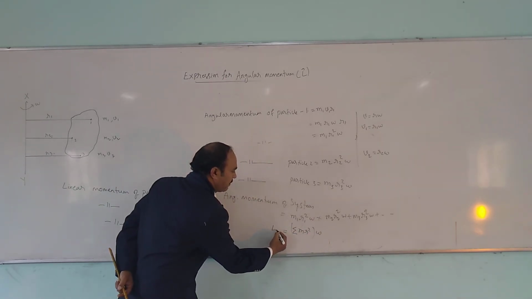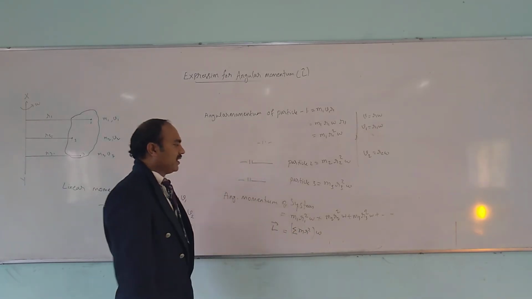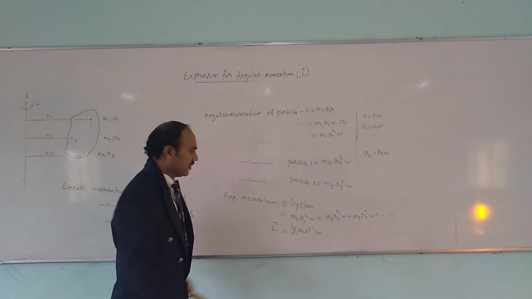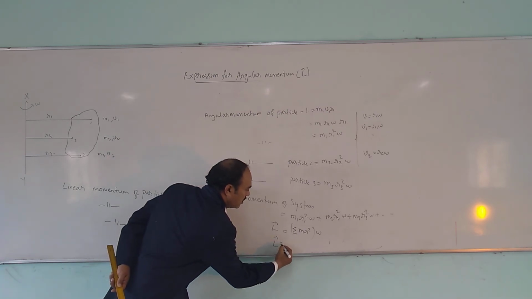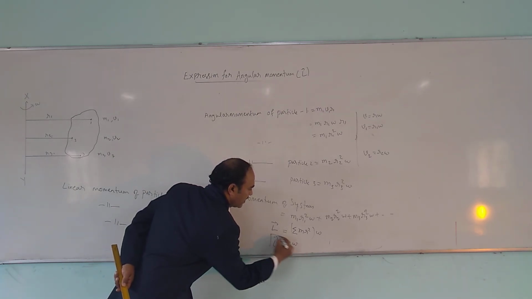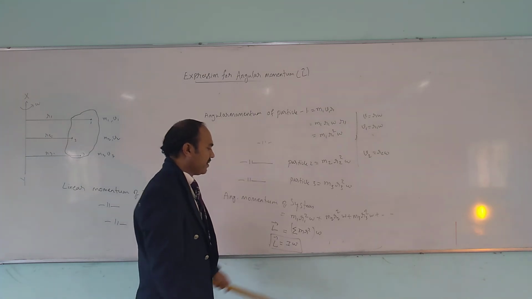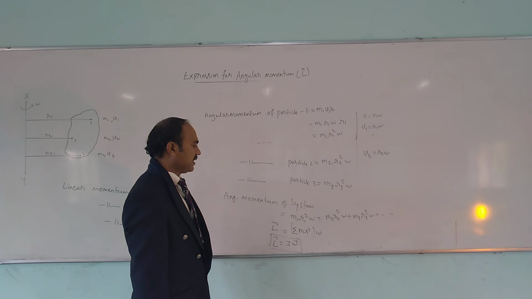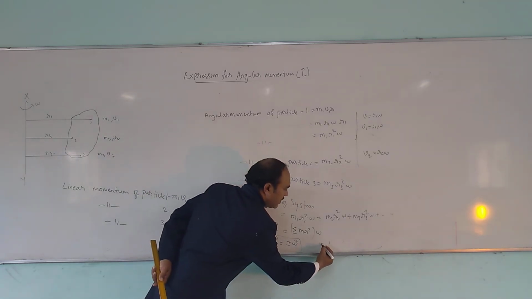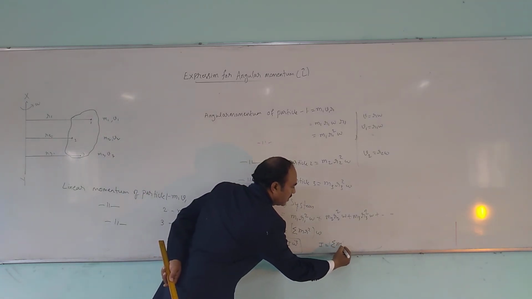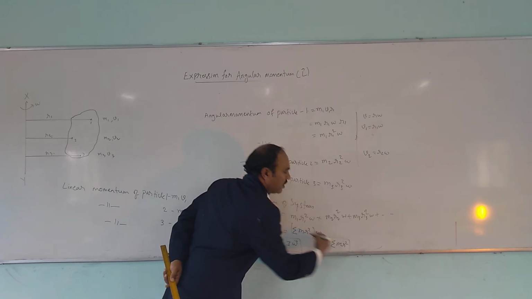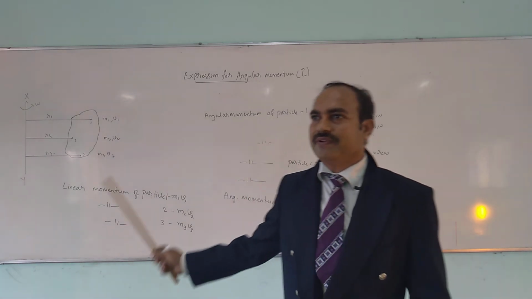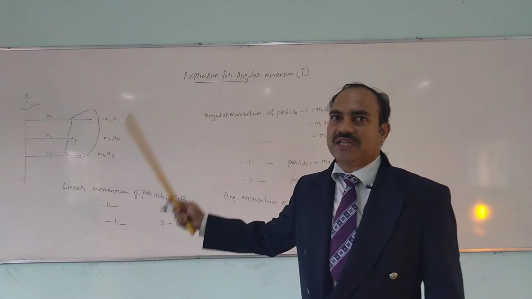This angular momentum is represented by L. This sigma mr square is nothing but the moment of inertia. So L is equal to I into omega. Omega is the vector quantity, angular velocity. I is equal to sigma mr square. This is the inertia for rotation. This is the expression for the angular momentum of a system describing a rotational motion.